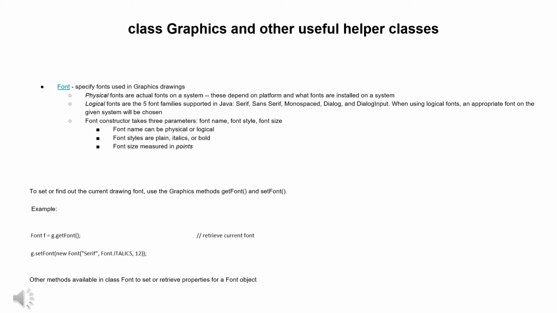So if you want to set or find out the current drawing font, you need to use the Graphics methods getFont and setFont. The examples are as follows. Font f = g.getFont() retrieves the current font. Or g.setFont(new Font(...)), as you see, will set a new font.